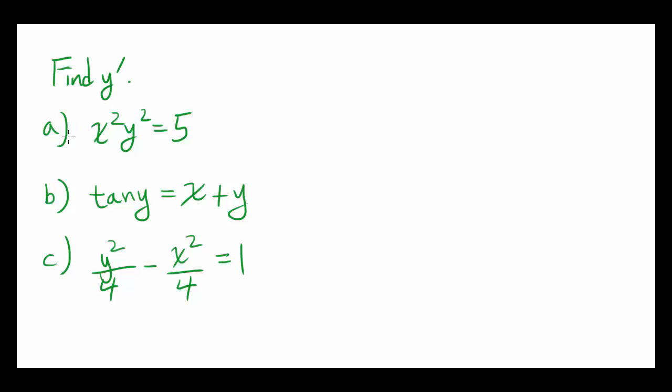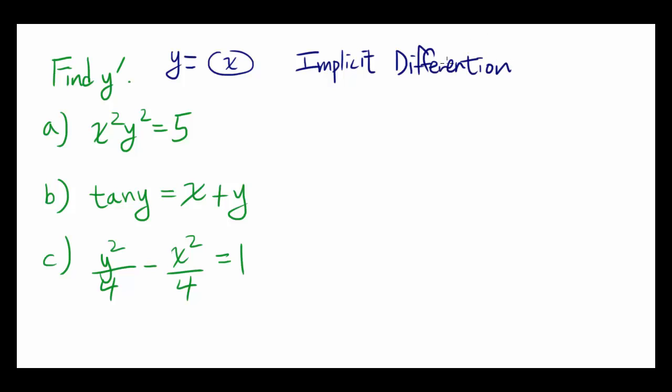Find y prime. The first one, x squared times y squared is 5. In this case, since you don't have the function written explicitly as a function of y, like y equals some function of x, you have to use implicit differentiation. And to do implicit differentiation, you start by taking the derivative with respect to x of both sides.